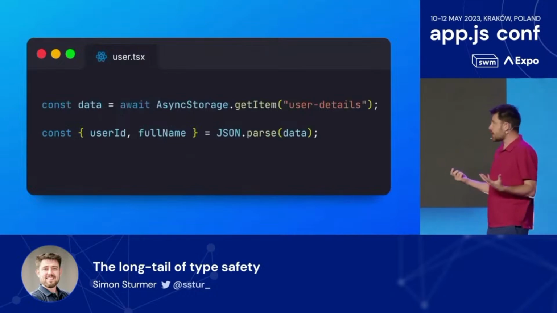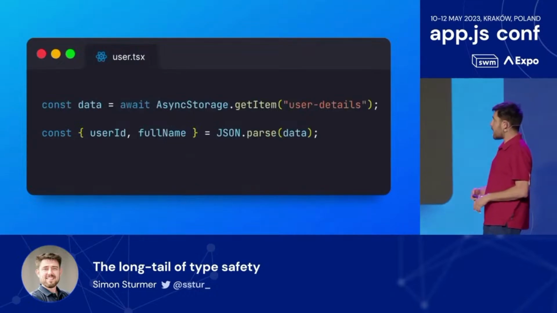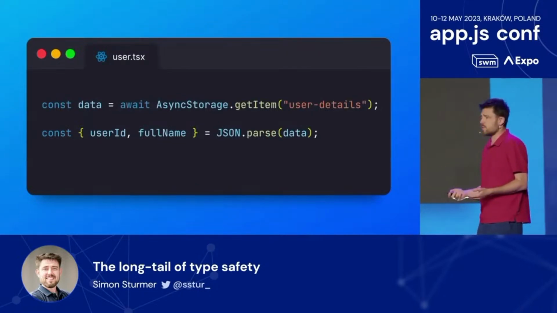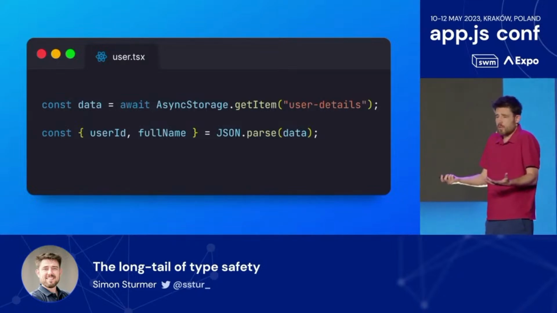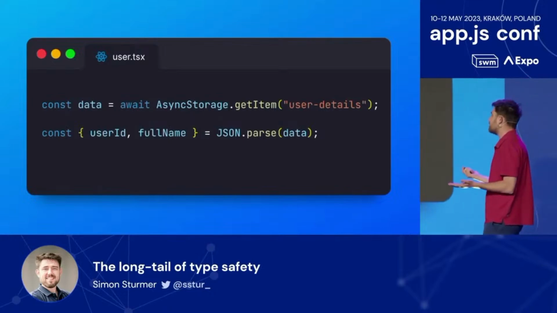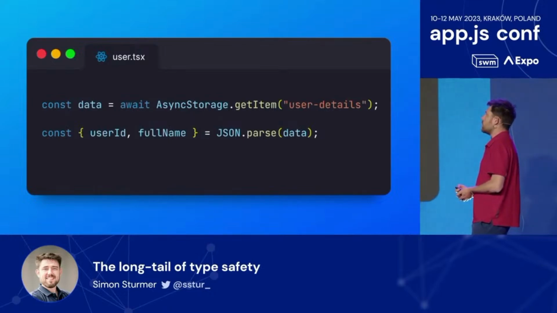A more React Native example is AsyncStorage. You pull something out of there, you parse it, you expect these fields to exist, and you might have a little more certainty here because presumably we're the ones who put it into the AsyncStorage. But again, there's really no guarantees here in place at all.